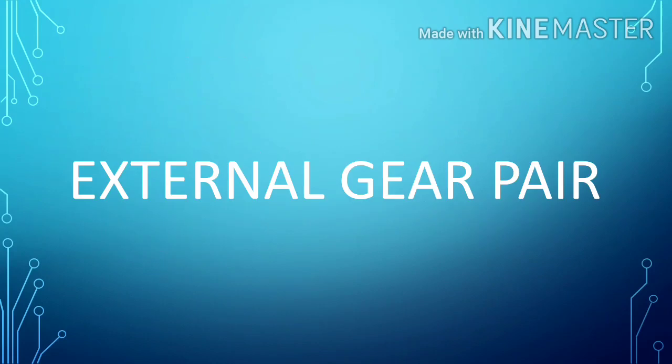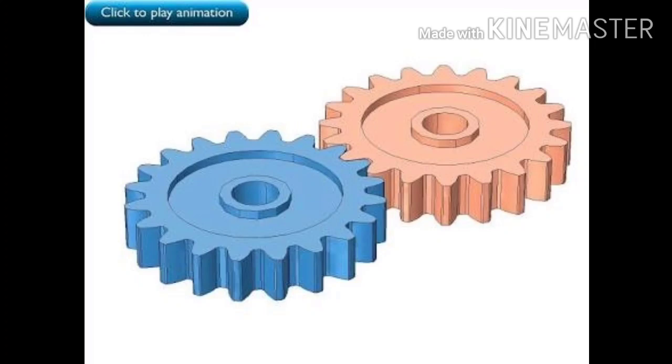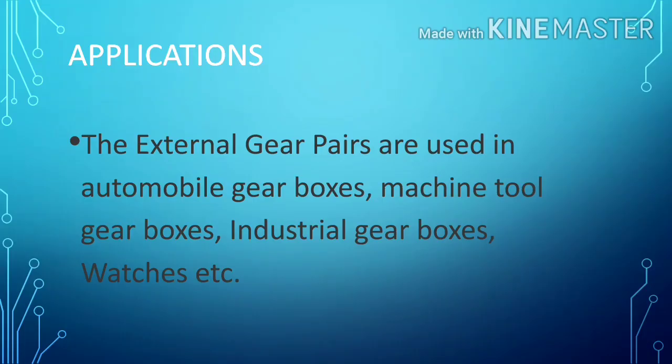The next type is the external gear pair. In an external gear pair, two gears mesh externally. In an external gear pair, the pinion and gear always rotate in opposite directions. Applications of external gear pairs: external gear pairs are used in automobile gearboxes, machine tool gearboxes, industrial gearboxes, and watches.